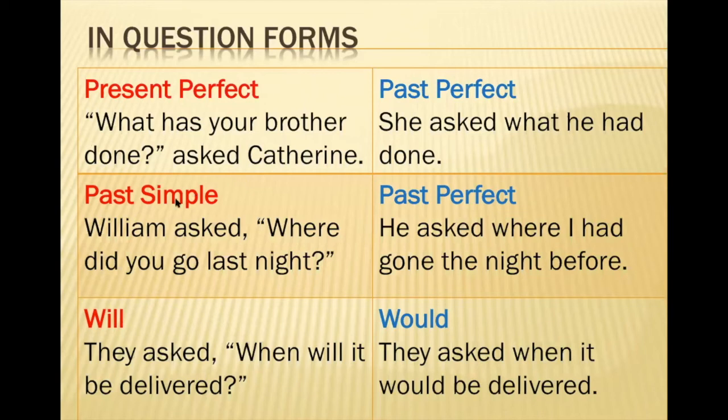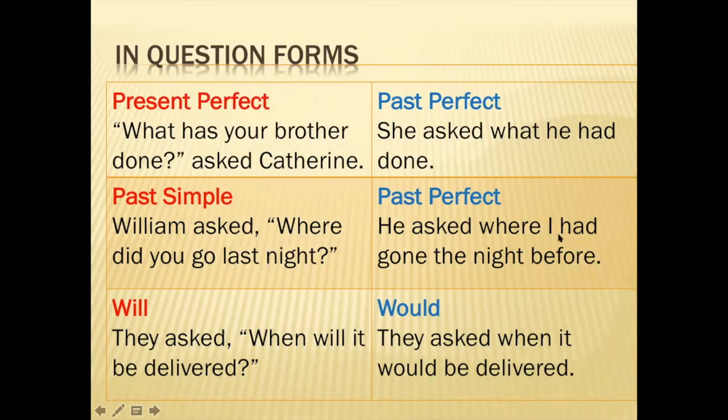And then if it's in past simple, William asked, where did you go last night? This one should be changed into past perfect as well, right? So it will be like, he asked where I had gone the night before. Okay, so from last night, you will have to change it into the night before, right? If there's this time signal. So where did you go? It will be like, where I had gone. Okay, past simple, where did you go? This one is with did. That was past simple, and then you change it into where I had gone. Okay, you put the I before the had gone.